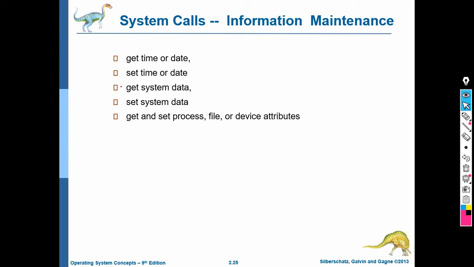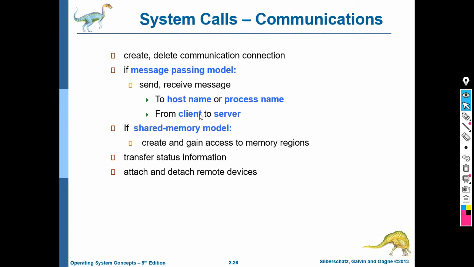As part of information maintenance, the different kinds of system service calls available in the OS are get time, date, get system date, set system date, get and set process, file or device attributes. As part of communication, that is inter-process communication, including via the network, the system calls available in our OS are create and delete the processes to communicate over the network. Message passing models are implemented here with the help of send and receive.